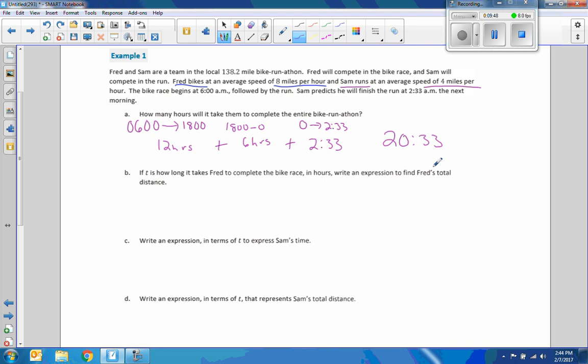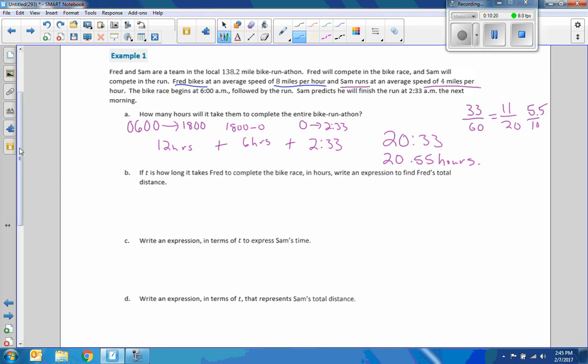Okay. I could also put this as a decimal. And if I do a decimal, it's 33 minutes out of an hour. And if I reduce that, 3 will go into 33 11 times, and 3 will go into 60 20 times. Okay, so if I divide that by 2 to get down to a tenth, it's 5.5, or 20.55 hours.